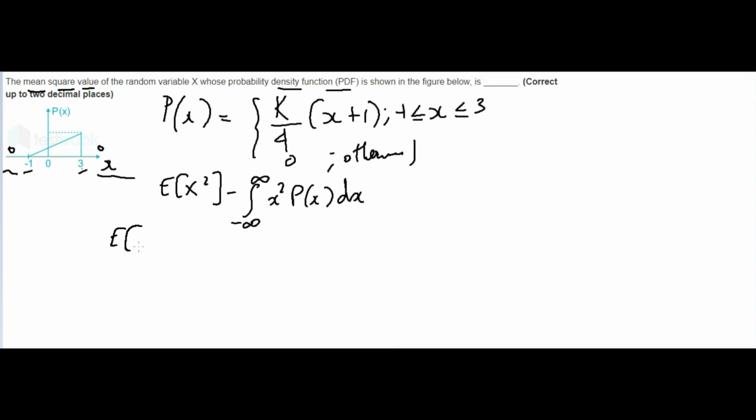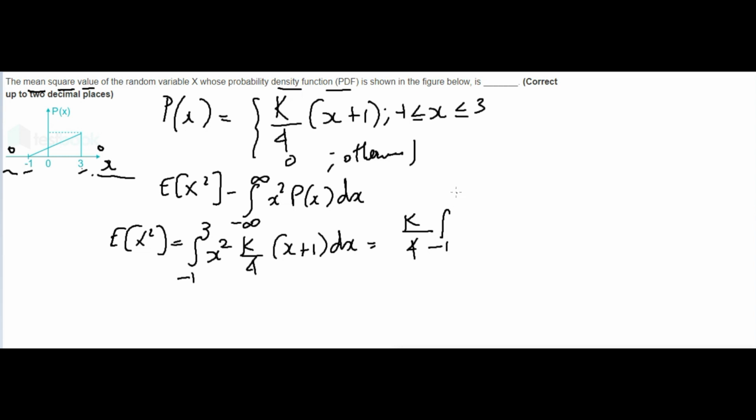So E of x square is the integral from minus 1 to 3 of x square times p of x, which I already noted in the first step: k divided by 4 into x plus 1 into dx. Substituting, k by 4 into the integral from minus 1 to 3 of x cube plus x square dx.